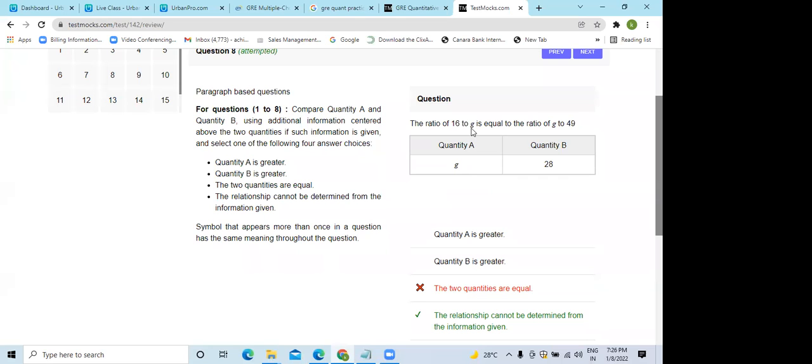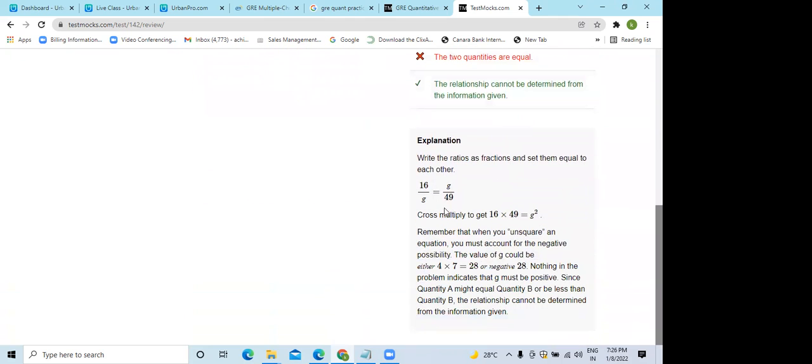So the exact value of G, I said, could be anything. It could be 32. It could be 48. Am I right? It could be 16. Correct? But sir, wouldn't the value of G for both of them be equal? Like for 16 upon G and G upon 49. Here they have done the same thing. What you did, 16 by G, G by 49, cross multiply is equal to G squared, right?